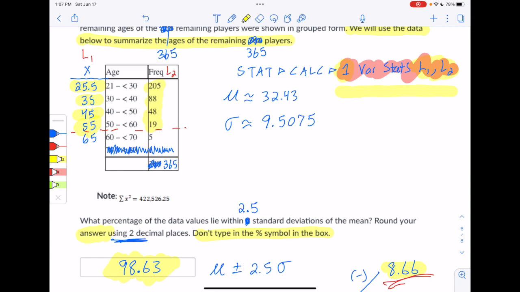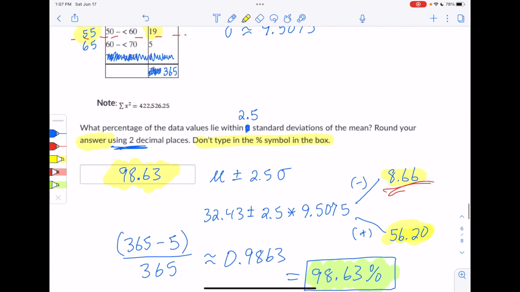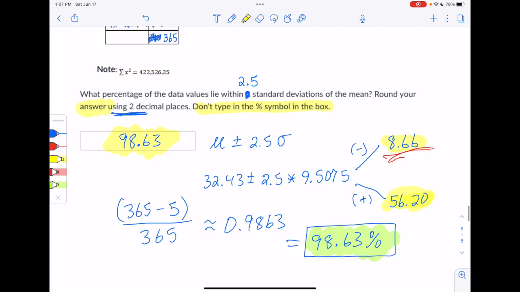And anything else? That last part too. So they want 2 decimals on our answer, so because of that, sometimes people will just put 98% or 99%, but it's 2 decimals on the answer, not on the initial decimal. So I put extra decimals right here so that I would still have 2 on my answer.